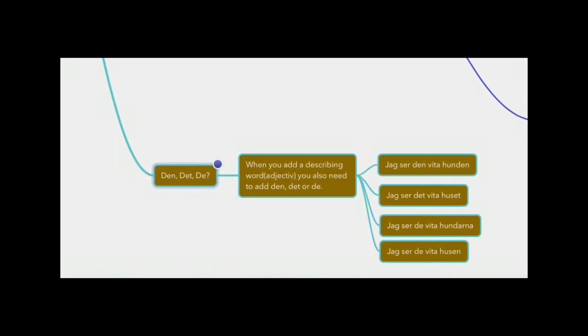Okay, some of you might then ask, well, I've also heard about den, det and de, and where will that come into this equation? Well, an easy explanation is that if you have a descriptive word, an adjective, in front, then you need to add den, det or de, that is pronounced dom.